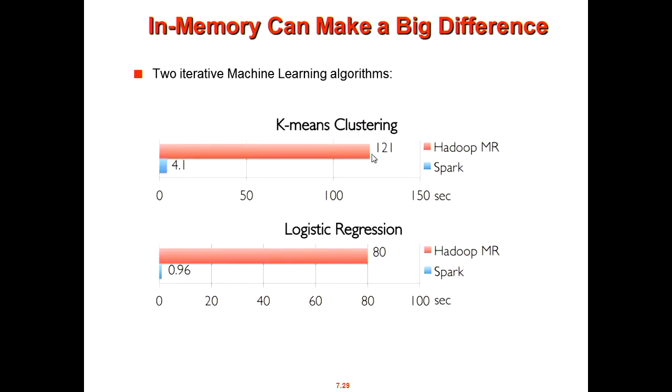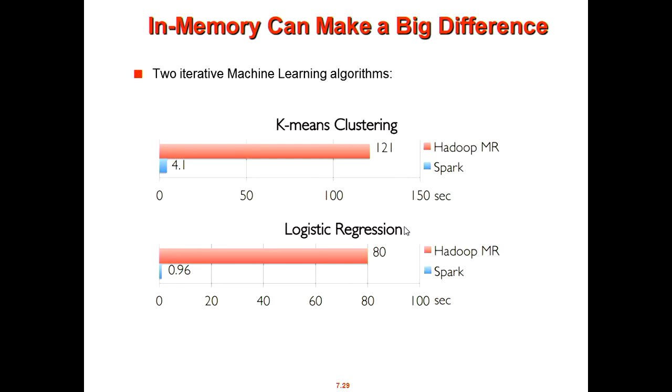This is a comparison between Spark and MapReduce. Because data is in memory, we can see that the gap is very, very huge, right? For k-means, this clustering task, Hadoop may take about 120 seconds, but Spark only takes 4 seconds. You can see it's about 30 times faster than MapReduce. And in logistic regression, Spark is about 80 times faster than MapReduce.